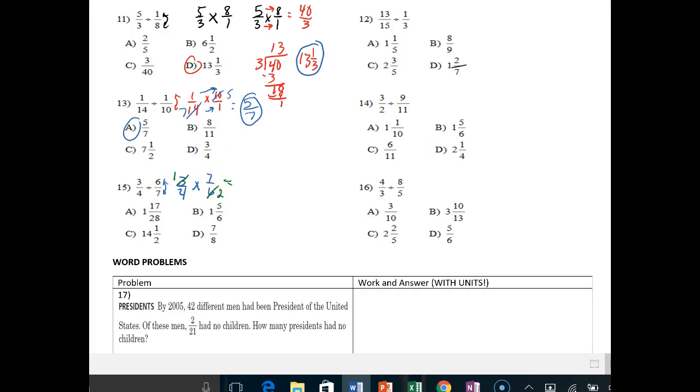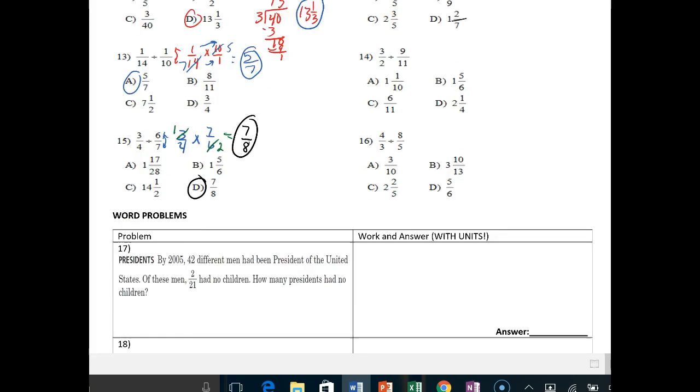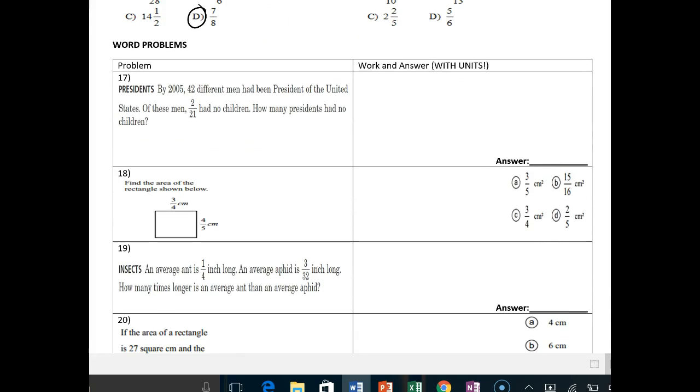And then multiply straight across because 7 and 4 have nothing in common. So 1 times 7 is 7. 4 times 2 is 8. 7/8. Right? Lastly, you have some word problems. So number 17 is going to be a multiplication problem. Number 18 is a multiplication problem. 19 and 20 will both be division.